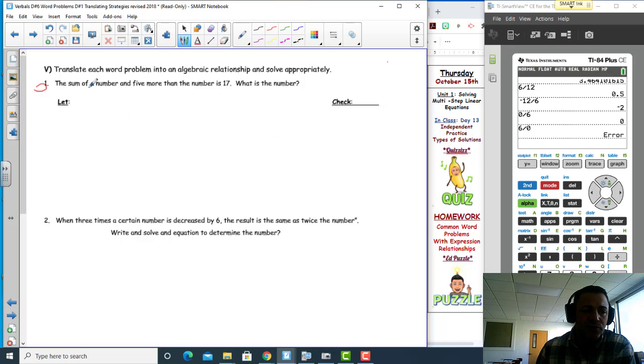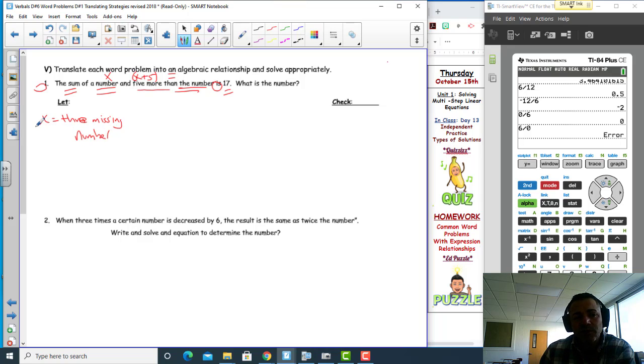Number 1 wants you to find the sum, so we're adding, of a number. We don't know that number. We don't know a number in mathematics, we typically call it x. Other countries call it n. We want to find the sum of a number and 5 more than the number. So 5 more than the number would be x and 5. Equals is a small word of big meaning, and if you have a total, start there: 17. What's the number? So I'm going to say let x equal the missing number.